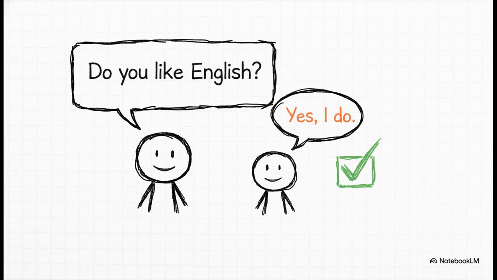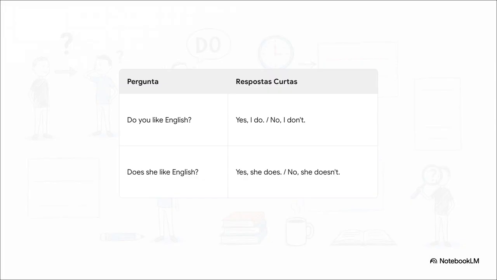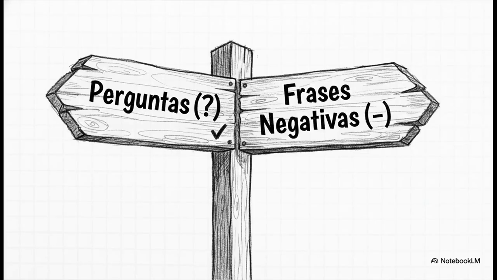So what about short answers? Super easy. You just use that same helper verb again. It sounds really natural. The trick is just to match the helper from the question. If they ask with do, you answer with do. Simple. Okay, questions are down.